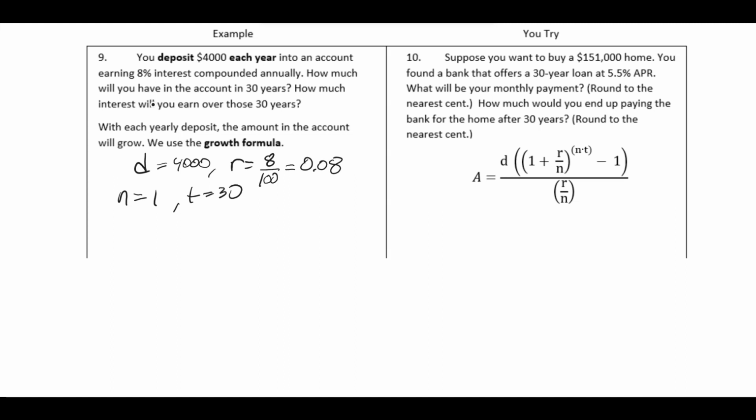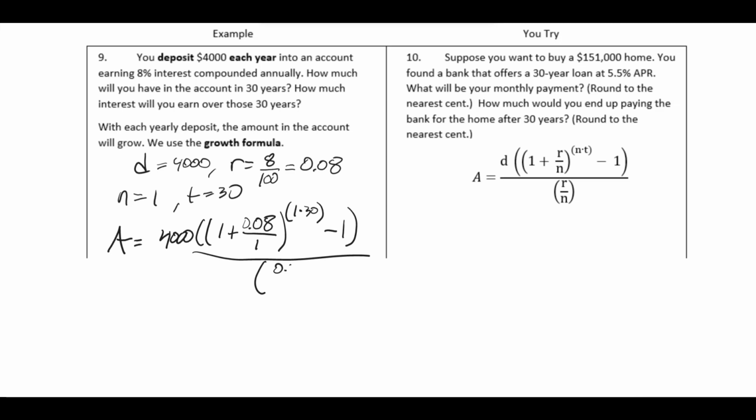And then the question: first, how much will you have in the account? And the second question, how much interest will you earn? Let's figure out how much we have in our account by plugging into our formula. A equals 4,000 times (1 plus 0.08 divided by 1) to the exponent 1 times 30, then minus 1, close parenthesis, divided by 0.08 divided by 1.